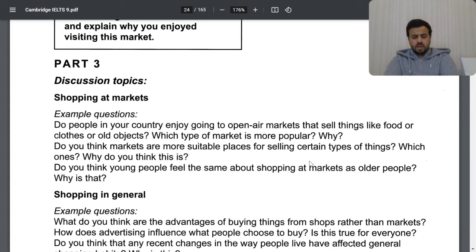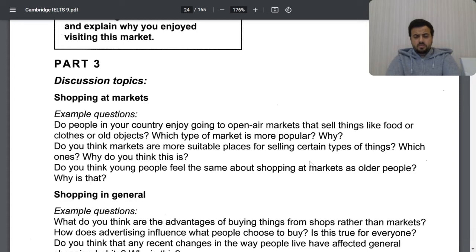I don't think that the old objects market is very popular here, especially since I think it's in the city center. So it's just the main one. I think it opens on the weekend, I think. Do you think markets are more suitable places for selling certain types of things? Which ones and why do you think this is?